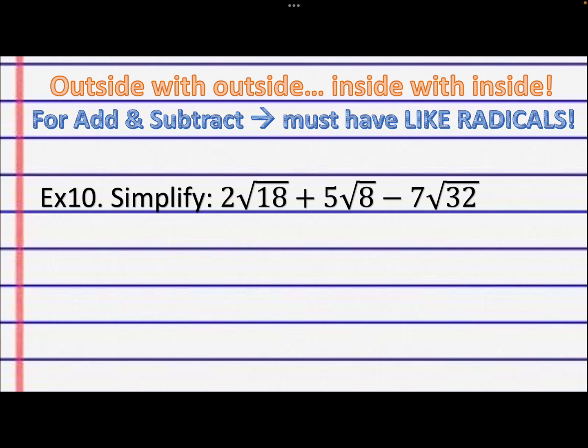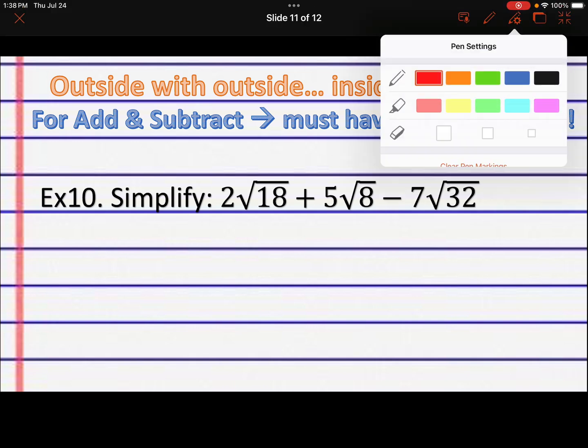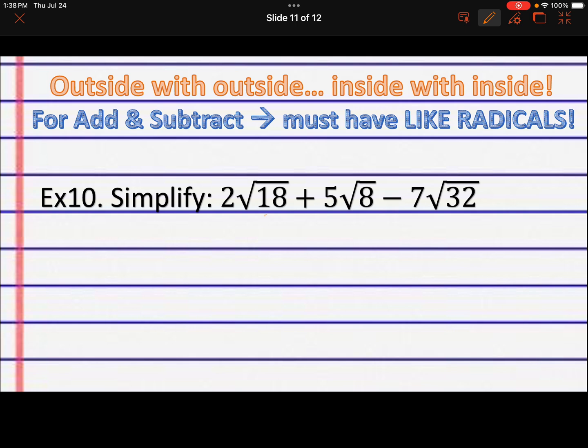All right, let's look at this example. So on this example, in order to combine these, I have to be adding like terms. Just like with fractions, you have to have like denominators. Just like with variables, you have to have like terms, same variable, same power. Same thing here, we have to have what's called like radicals. So before I can add or subtract anything, I have to try to make these radicals match if possible. So first thing I'm going to say, okay, well, I know 18 is going to break into 9 times 2.